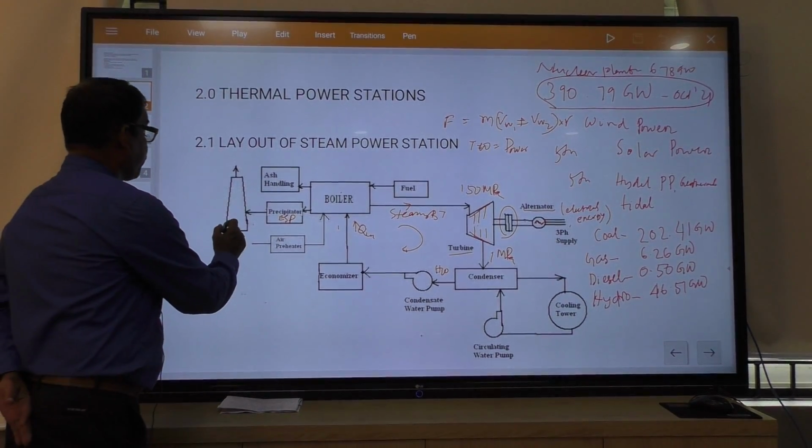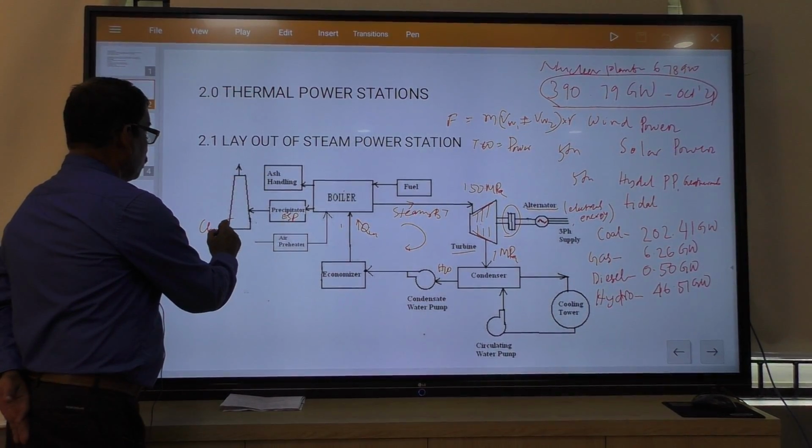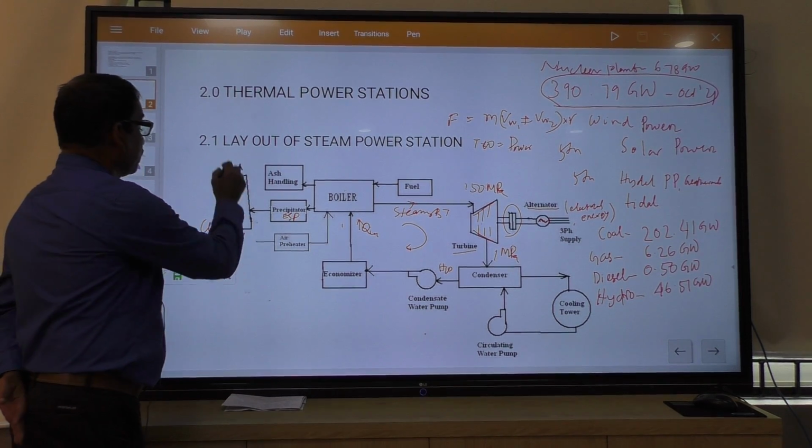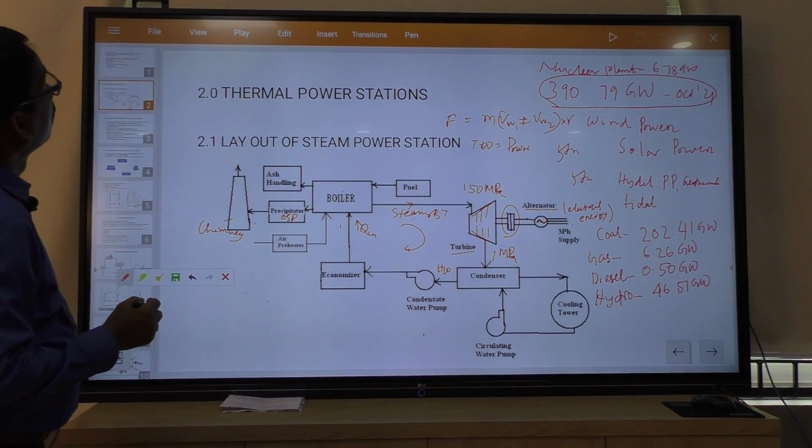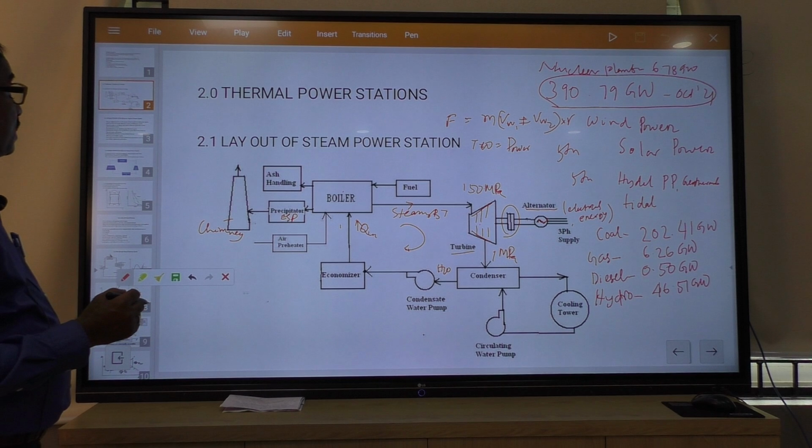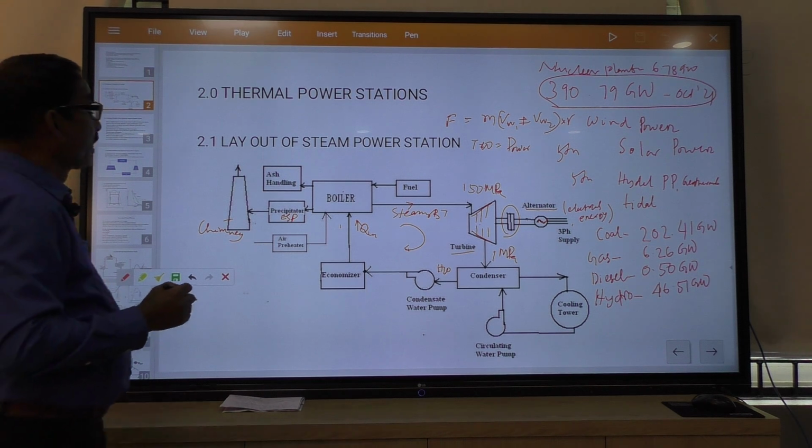This is your chimney, through which only gases are allowed into the atmosphere. That means it is pollution free.